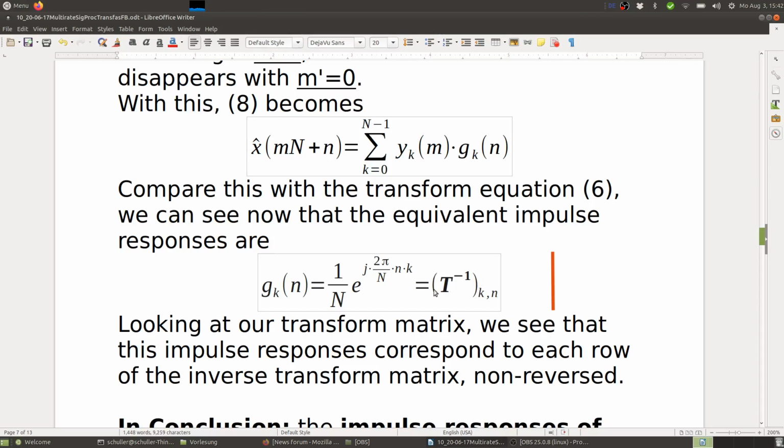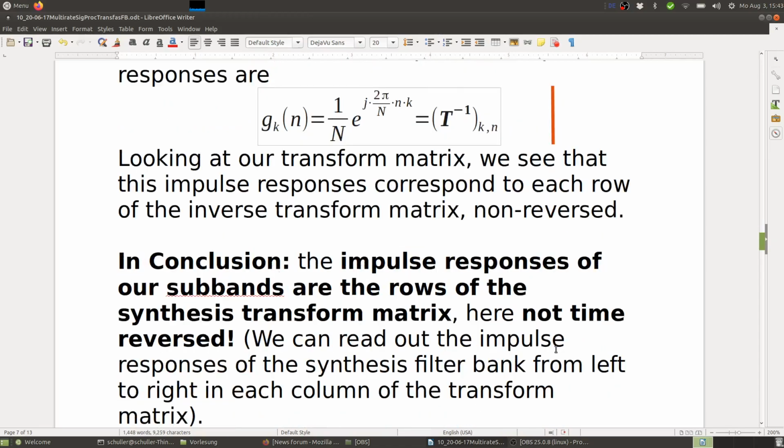So in this case, we have the rows of the inverse matrix that are the impulse responses for our synthesis filter bank. And they are now non-reversed. Right? So for the analysis, we have the flipped columns from the transform matrix. For the synthesis, we have the non-flipped rows as impulse responses.